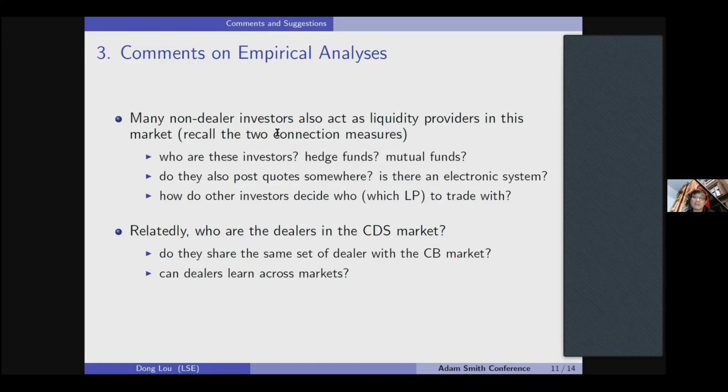Also, how do other investors choose which liquidity provider to trade with? Do I trade with dealers? Do I trade with non-dealer liquidity providers? What drives my decision? I think that's a fascinating question to look at. And relatedly, who are the dealers in the CDS market? Do they share the same set of dealers with the corporate bond market? If they do, can dealers learn across markets?